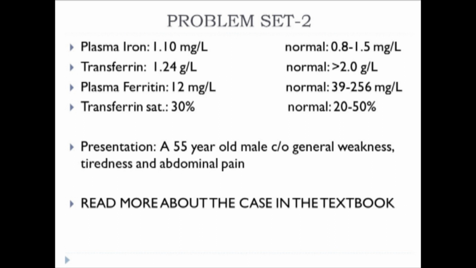In the second problem set, we have a normal plasma iron. We have a transferrin, which is at 1.24, and the normal being a little over 2, so it definitely is under. Plasma ferritin at 12 is definitely under the norm, and the transferrin saturation appears to be normal. This is a 55-year-old who complains of general weakness, tiredness, and abdominal pain.